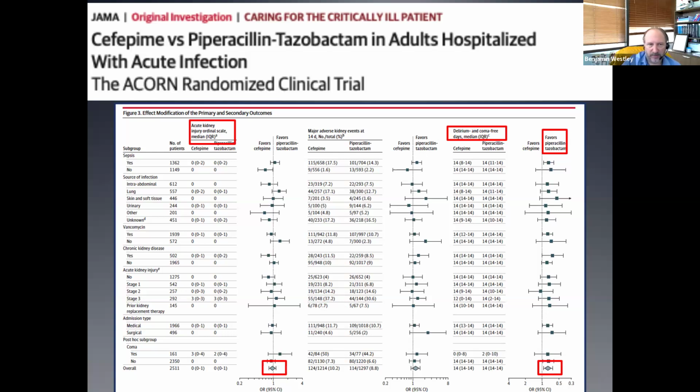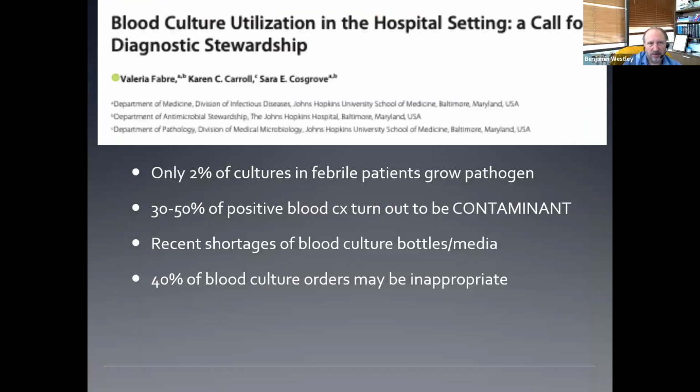There may be a slight swing back to pip/tazo as the backbone in those patients. It's a little cleaner too, because if you're treating intra-abdominal infection, you just need one drug instead of two. So this would be vancomycin versus vancomycin and Flagyl in most of these severely septic patients.